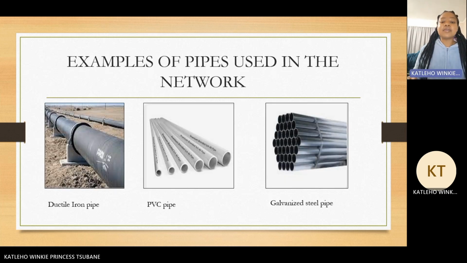There are several pipes that can be used in this water network, like ductile iron pipes, galvanized steel pipes, and PVC pipes, and many more. I just showed an example of 3, and in this project, I decided to use PVC pipes, mainly because as compared to steel pipes, these are less prone to rusting. And rusting, if it occurs in pipes, can contaminate water, thus compromising the health of consumers.